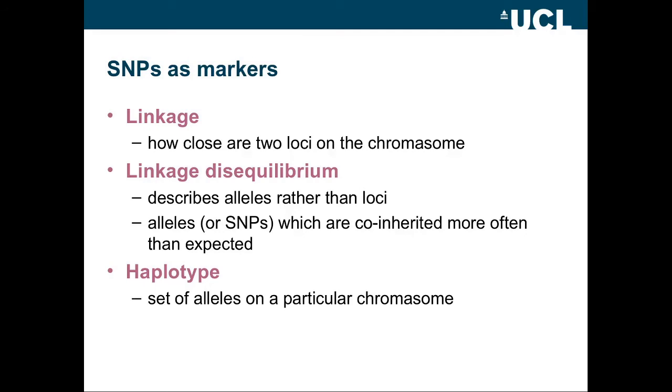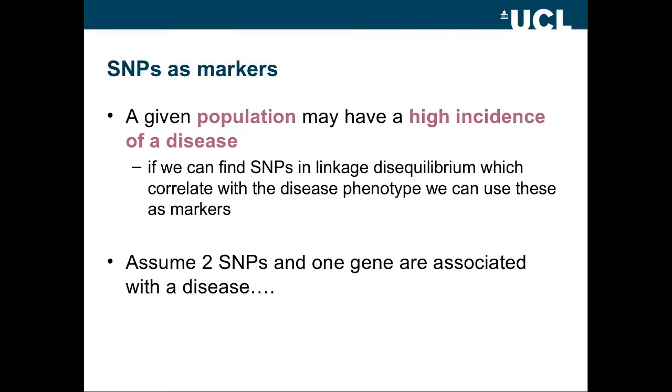A haplotype is the set of alleles on a particular chromosome. Now, a given population may have a high incidence of a particular disease, and as I said, if we can find SNPs that are in linkage disequilibrium and correlate with the disease phenotype, we can use these as markers. So let's assume there are two SNPs and one gene that are associated with a disease.